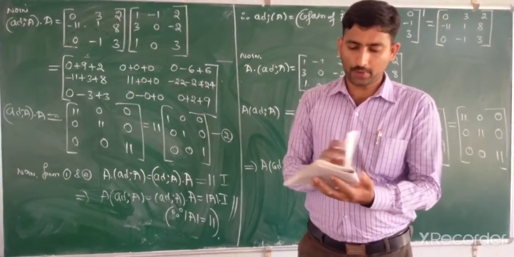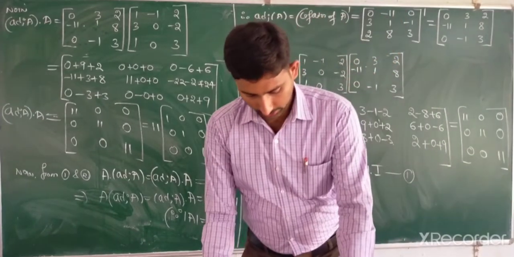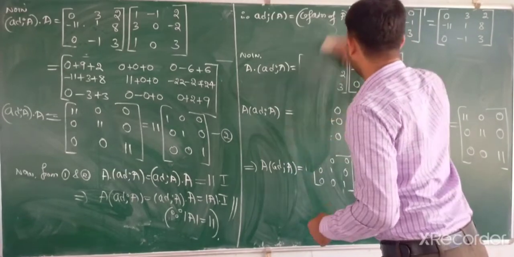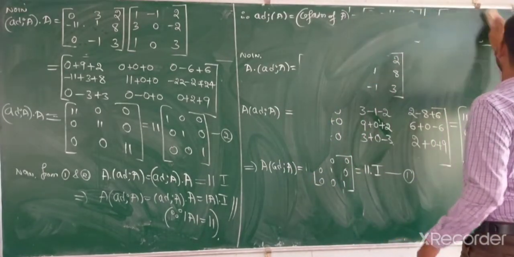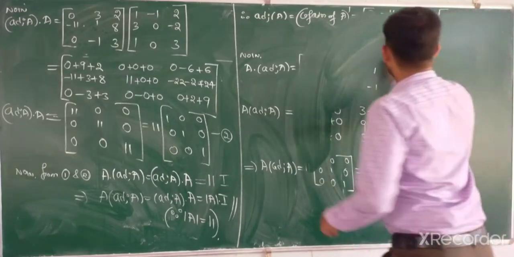I think this is a problem we can solve with the help of a theorem. That is, A into adjoint of A is nothing but adjoint of A into A, which is nothing but determinant of A into I.